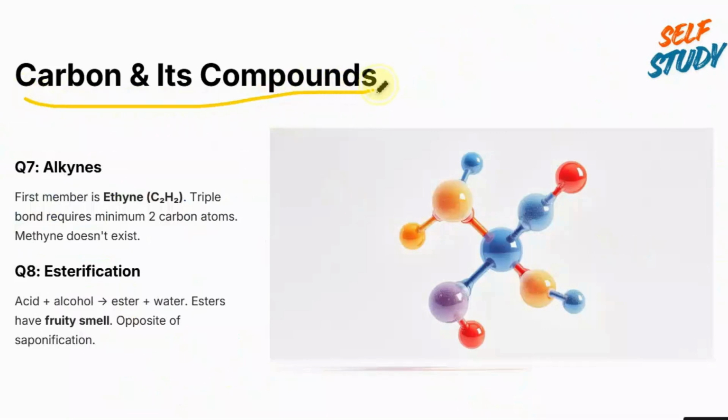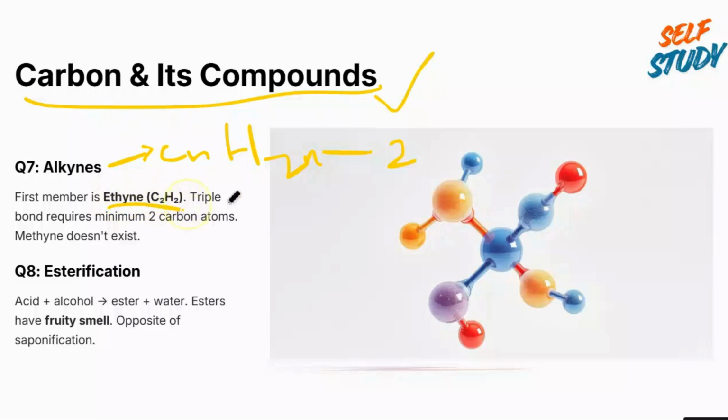Carbon and its compounds, one of the most important and interesting topics in chemistry. Two important concepts from this lesson are alkanes and alkynes. Just focus on these two so you can score maximum. The molecular formula of alkanes is CnH2n+2.